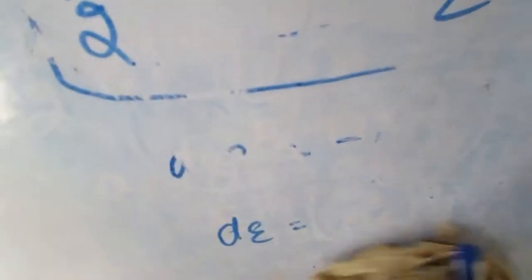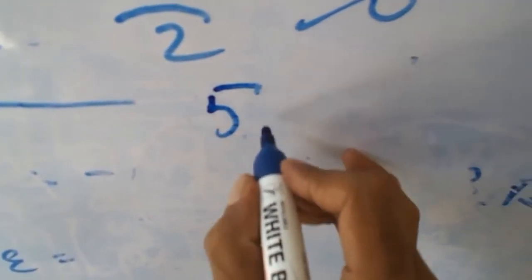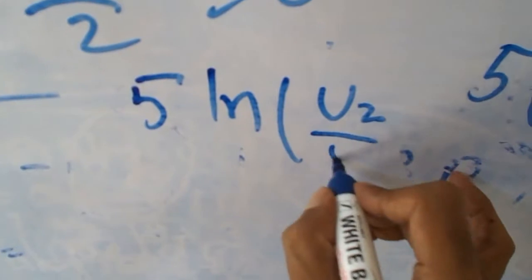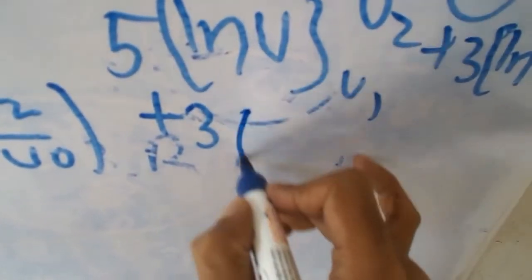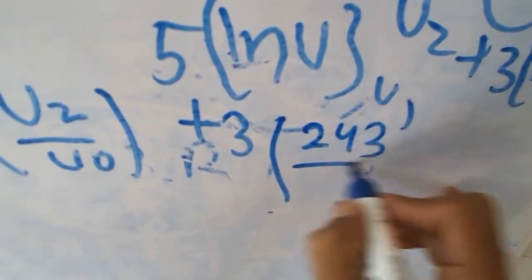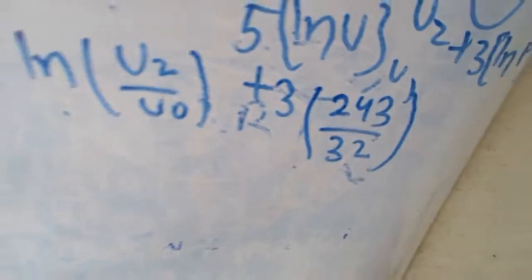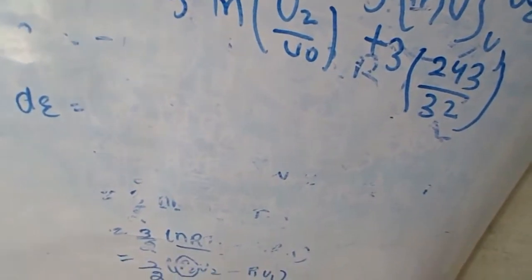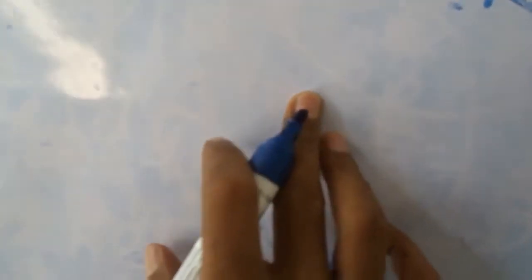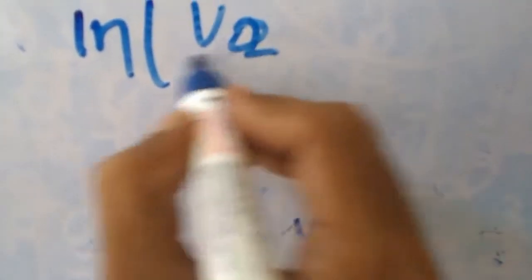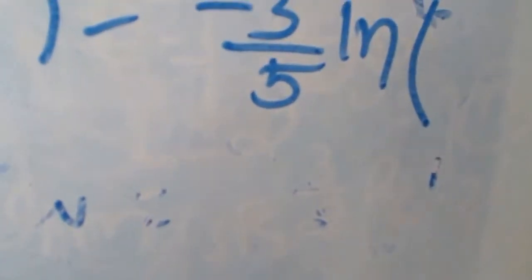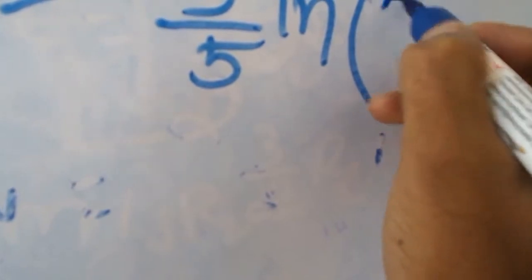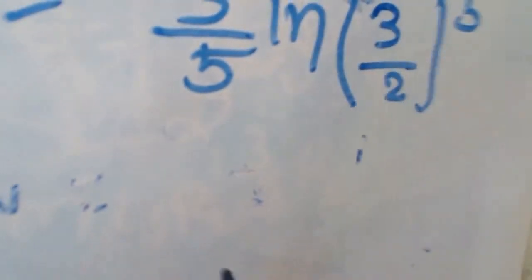Let me erase unnecessary things. What I get is 5 ln V2 by V0, plus 3 ln, look here carefully, P2 is 243 by 32 P0, I will get this. So guys, what can I write right now? ln V2 by V0 is equal to minus 3 by 5 ln, if you see it carefully, it will become 3 by 2 to the power 5.